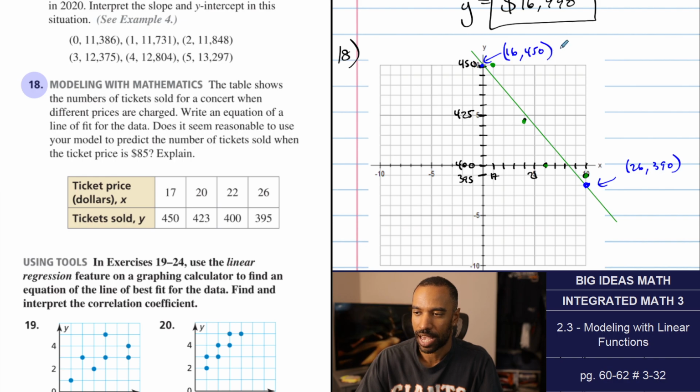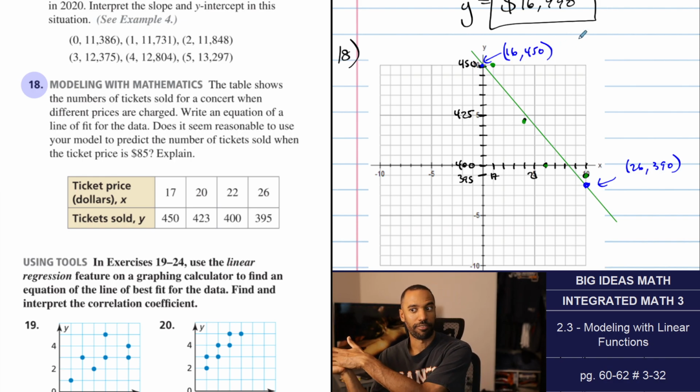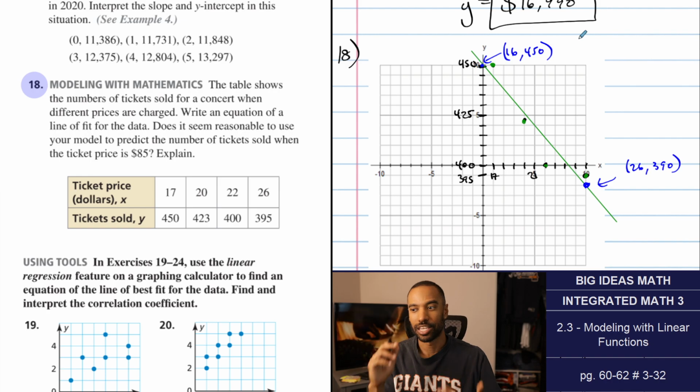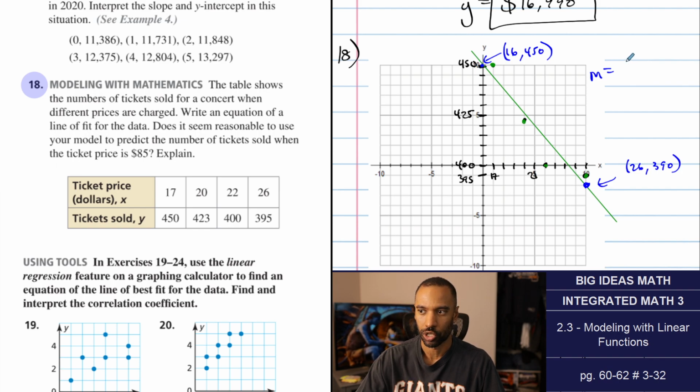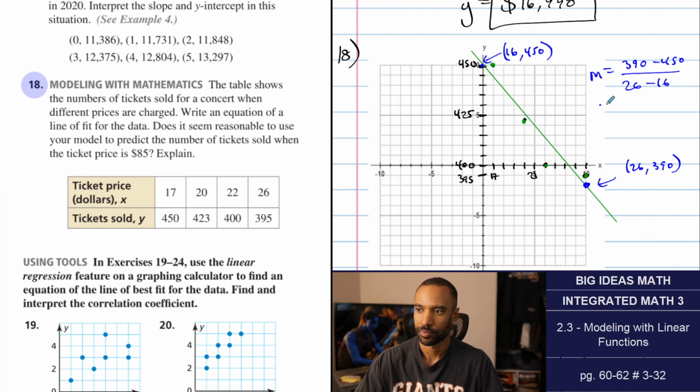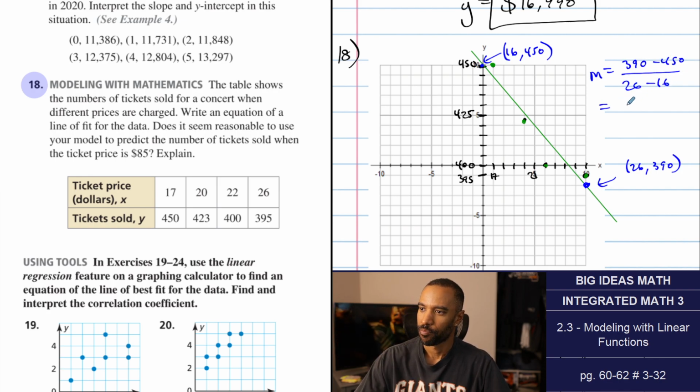And I know those aren't the exact data points that we have. This is to make your line of fit, right? At least this one will give me a clean number. That's really all I'm going for. So my slope is going to be, the thing is, though, this shouldn't work in general. 390 minus 450 over 26 minus 16. That is negative 60 over 10, which is negative 6.